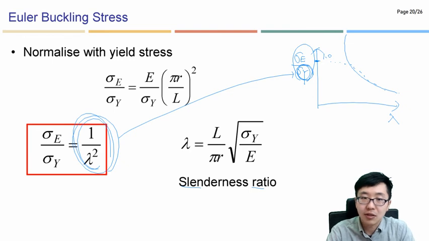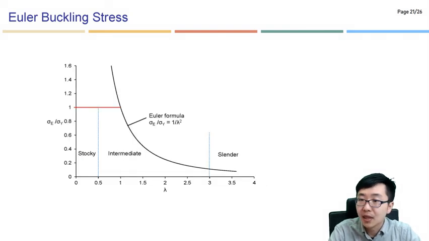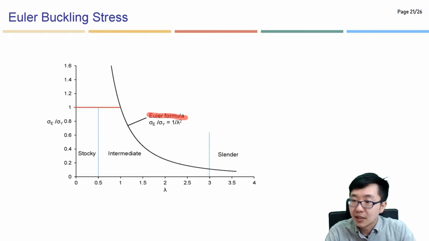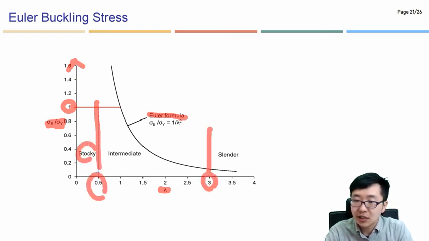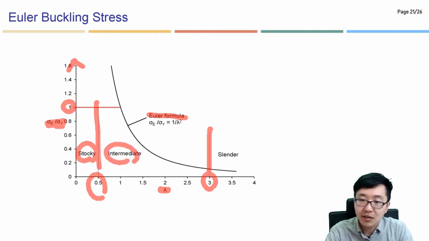So this is actually Euler formula, and it's like that. This is Euler formula as I explained earlier, and this is the vertical axis 1, because we divided by the yield stress here, and then this is column slenderness ratio. So based on these column slenderness ratio values at here, at there, they define this is stocky column, this is intermediate column, this is slender column, something like that.